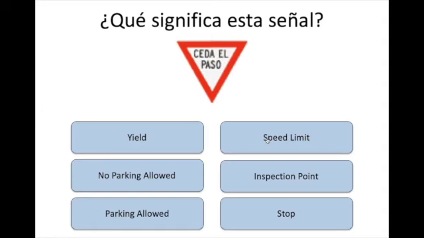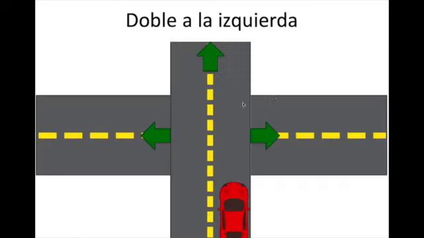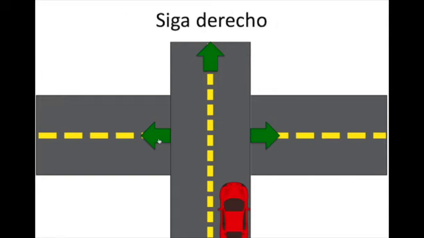And here you see, ¿qué significa esta señal? What does this symbol mean? ¿Qué significa esta señal, this sign? And ceda el paso. Notice it's the same shape as our yield sign. That's what it means, yield. Here you see doble a la izquierda. Say it with me. Doble a la izquierda. Turn to the left. So you're going to turn to the left.